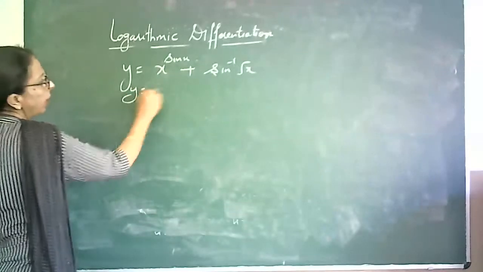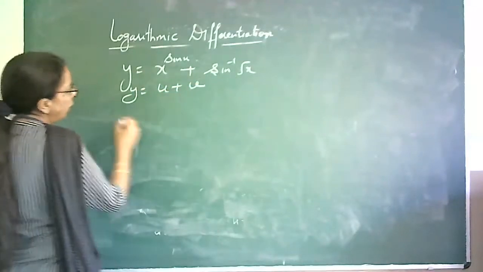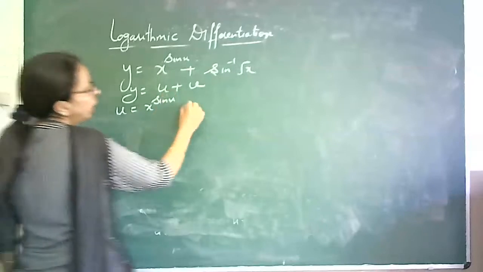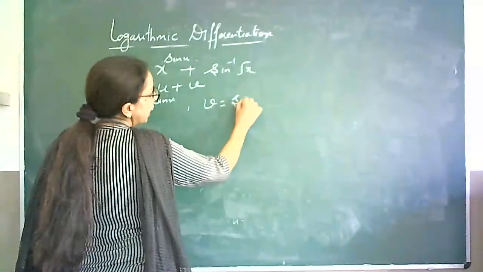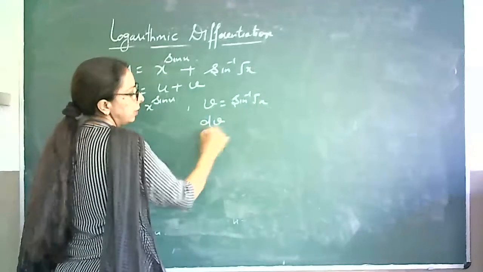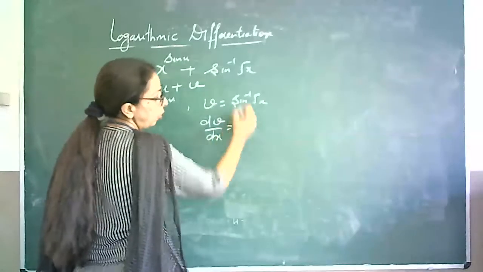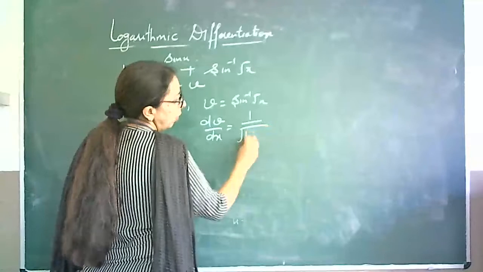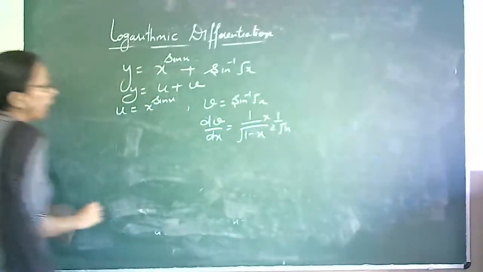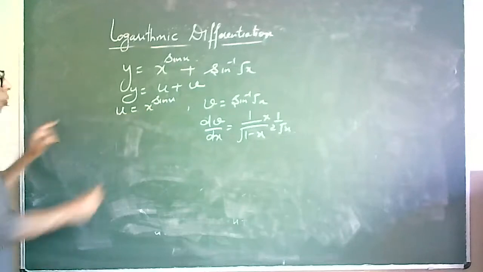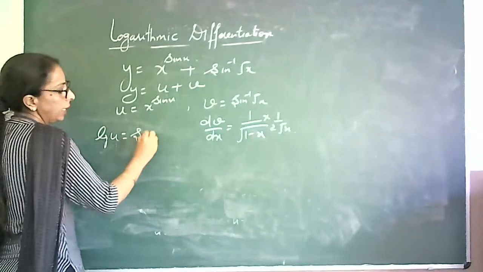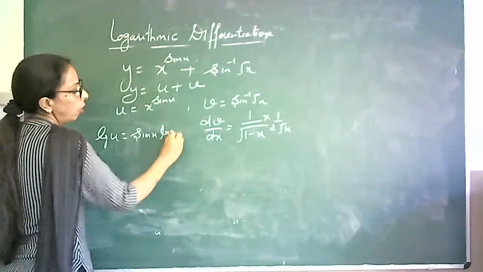So we'll write y as u plus v, where u is equal to x raised to power sin x and v is equal to sine inverse root x. We can take the derivative of this as it is. dv by dx is equal to 1 upon root 1 minus x into 1 by 2 root x. And here take log both sides. Log u is equal to sine x into log x.